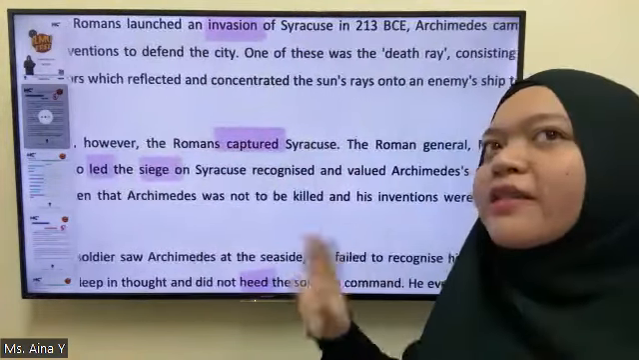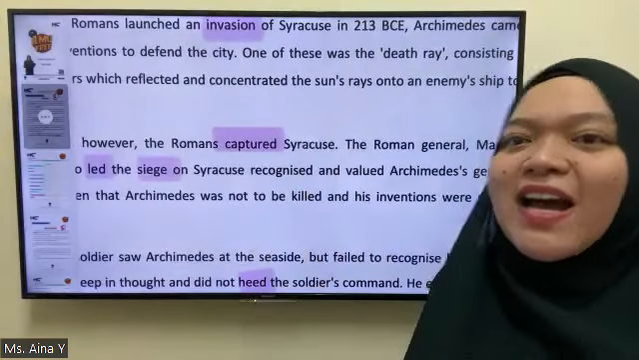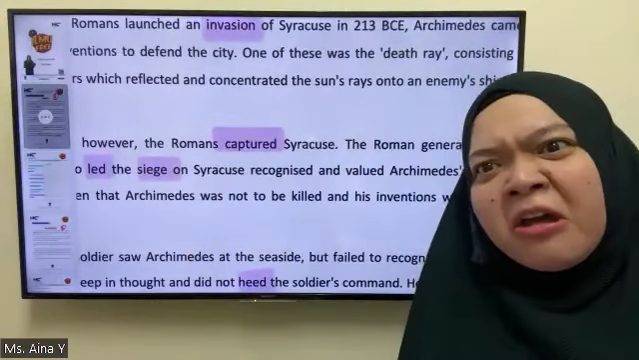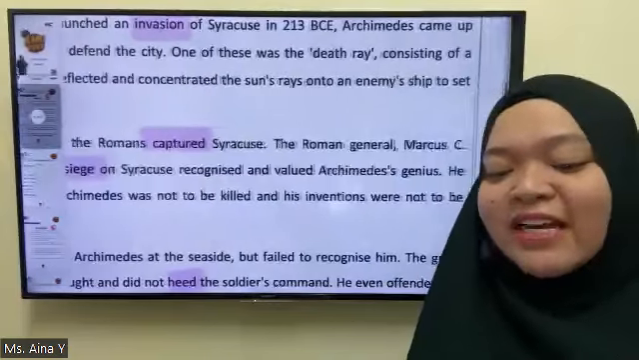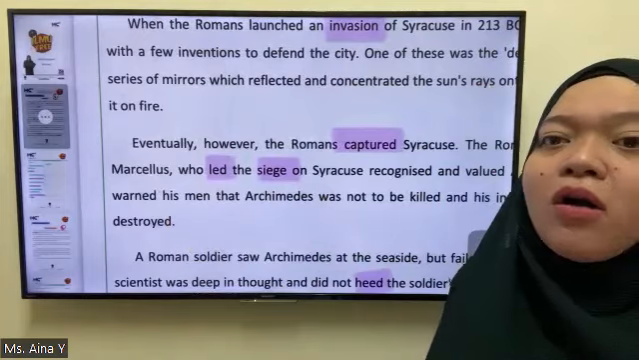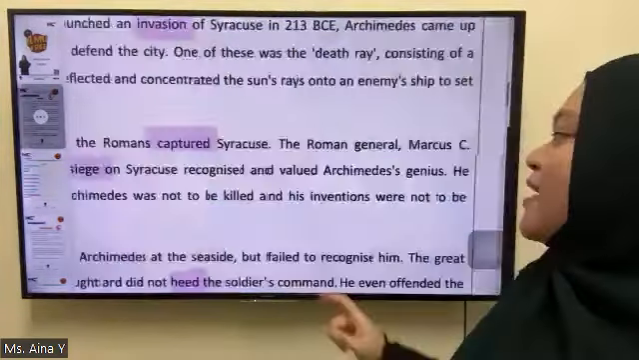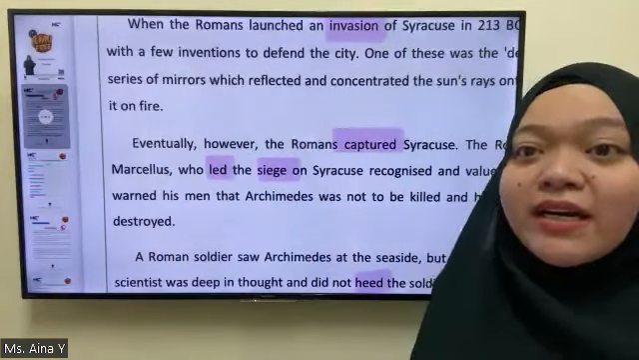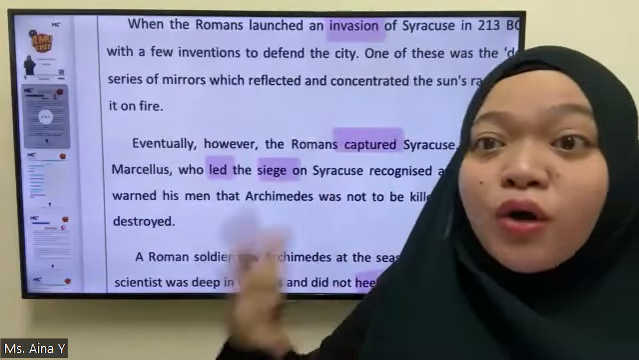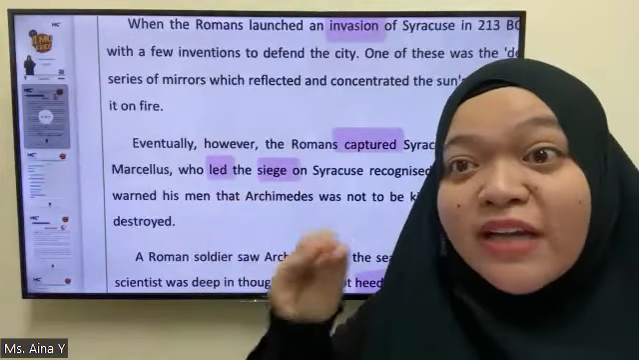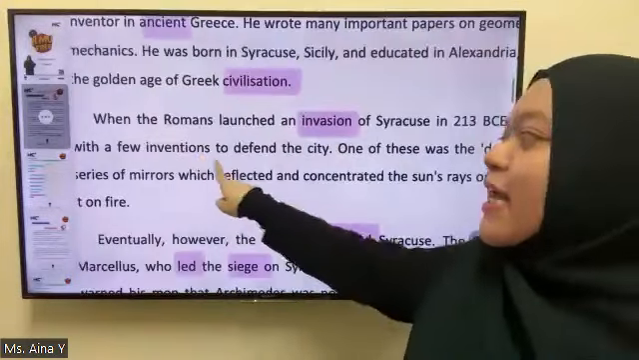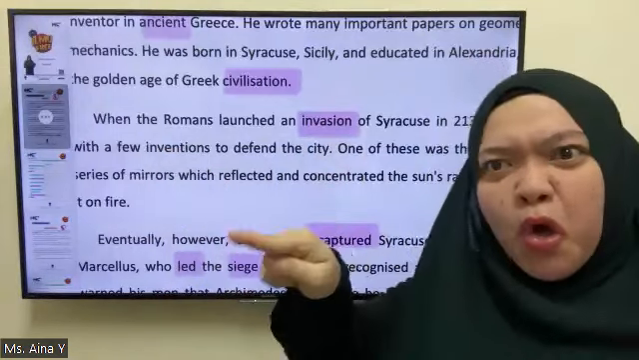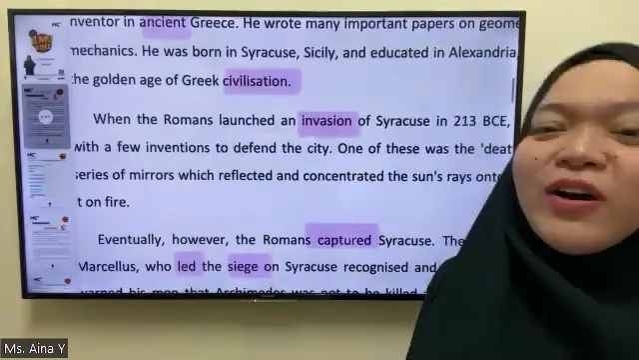Dia ni tahu nampak kebolehan Archimedes ni. Recognize and value tu maksudnya dia nampak talent orang tu dan dia macam, bagus dia ni. Boleh guna ni. Okay, so he warned his men, dia bagi amaran sikit dekat orang bawahan dia, yang jangan bunuh Archimedes ni dan his inventions were not to be destroyed. Jangan hancurkan ciptaan-ciptaan dia. Remember, Archimedes invented a lot of inventions. He made a few inventions untuk defend dia punya bandar ataupun city dia tu. So dia punya inventions tu yang dia orang kata, jangan sentuh, jangan musnahkan, simpan.